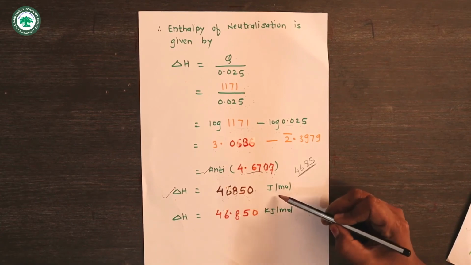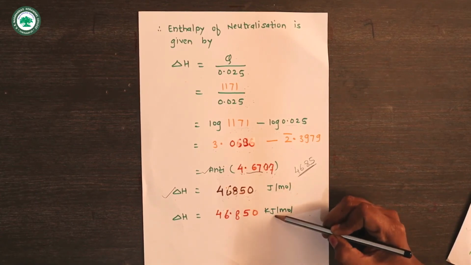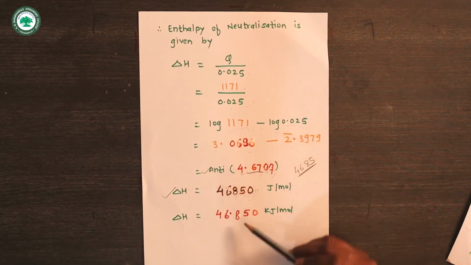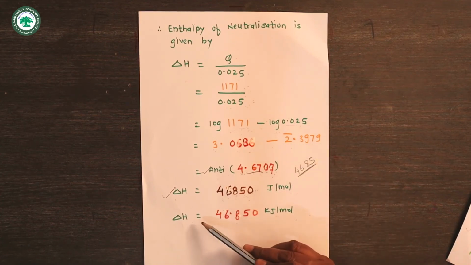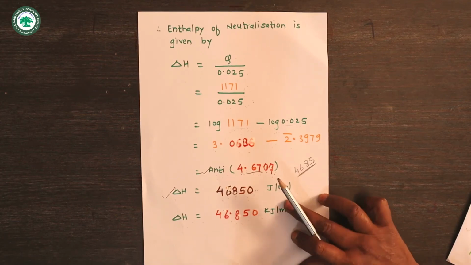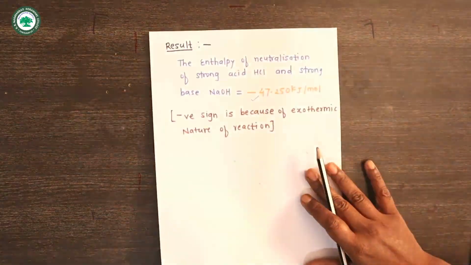Now convert this joule into kilojoule. Here we have to divide this term by 1000. Then we get ΔH equal to 46.850 kilojoule per mole. Now we have to write the result for this experiment.